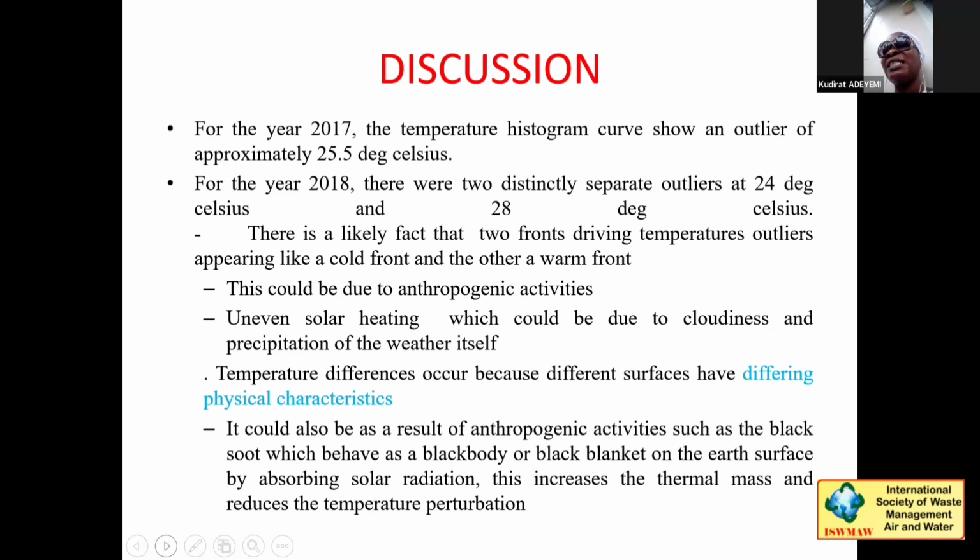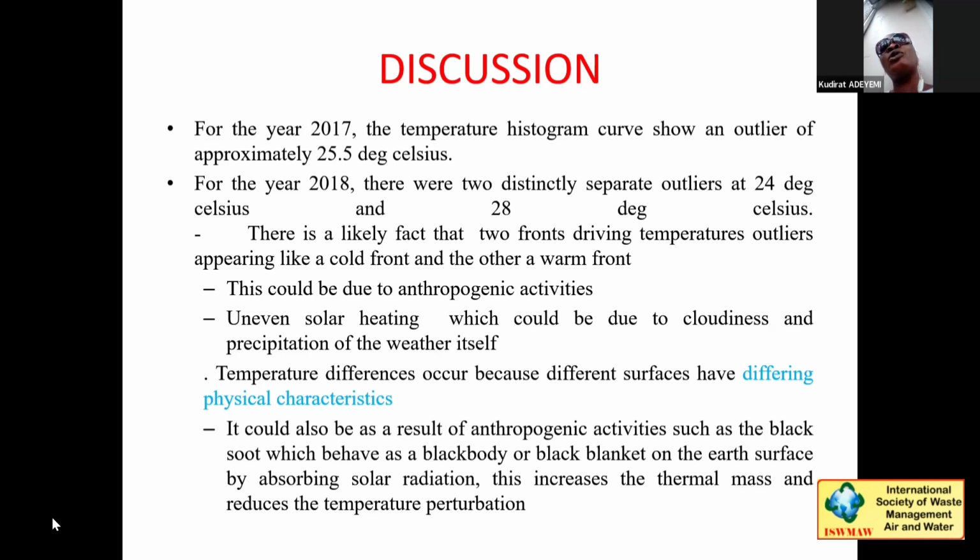Then secondly, we can say that uneven solar heating due to meteorological conditions of this weather may have been the cause. As long as the air is being polluted, then automatically there will be uneven solar heating, which may result in a meteorological hazard condition. Then another thing that may have caused this front in the histogram chart of 2018 may likely be due to anthropogenic activities, that is, as a result of the black soot.